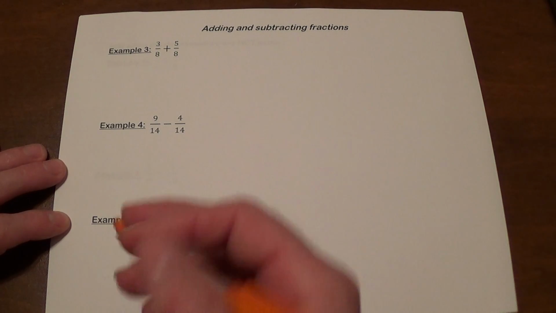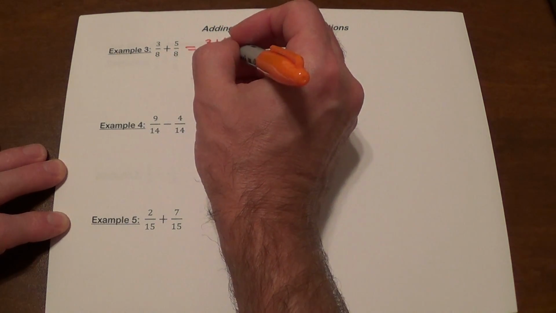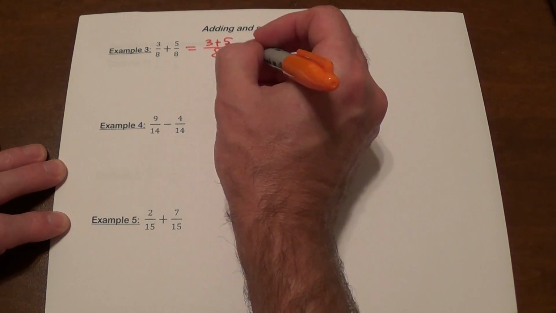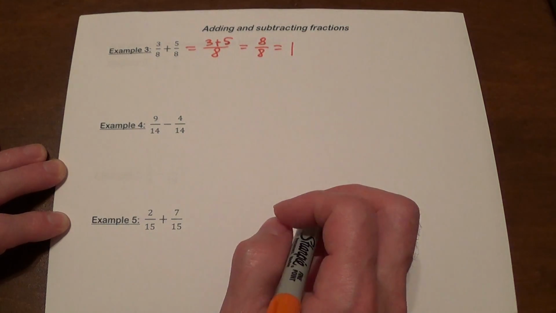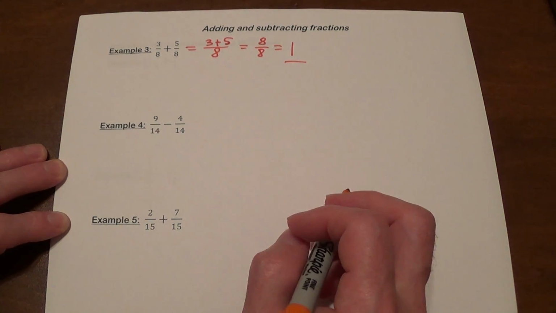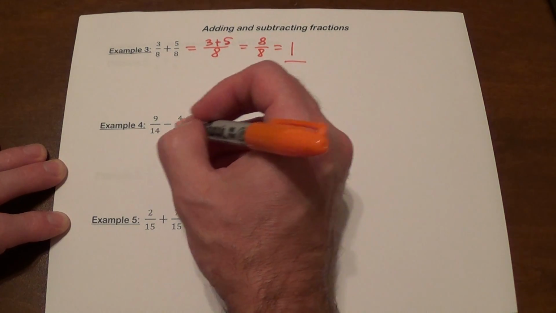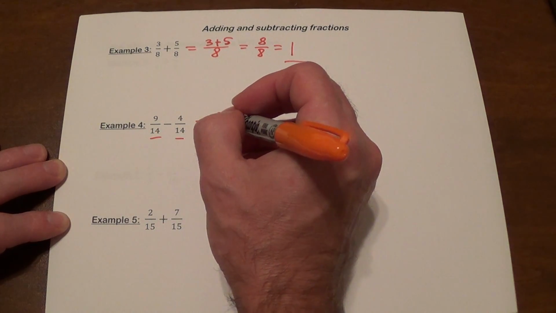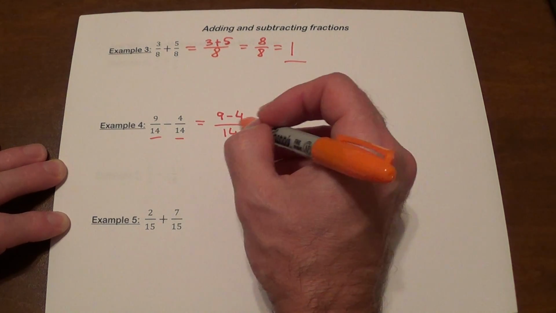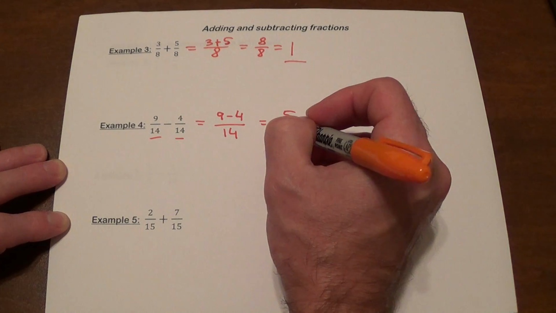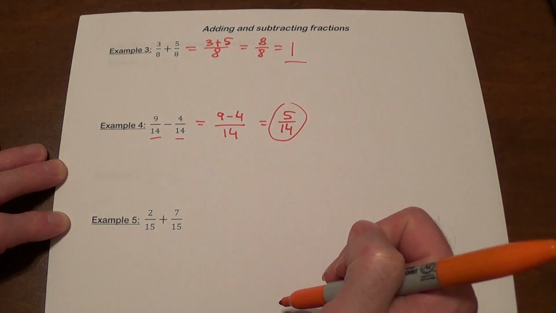3/8 plus 5/8, again the same denominator, so we add the numerators, so it's going to be 3 plus 5 over 8. That's going to be 8 over 8. In this case we are going to get 1 when it's simplified. 9/14 minus 4/14, same denominator. 9 minus 4 over 14, which will give us 5 over 14. You cannot simplify that. It's going to stay like that.